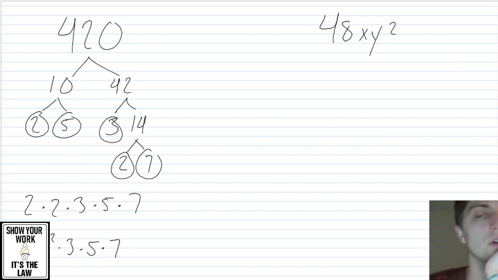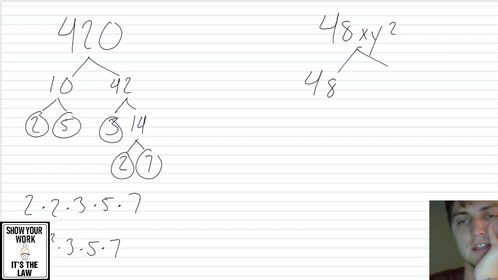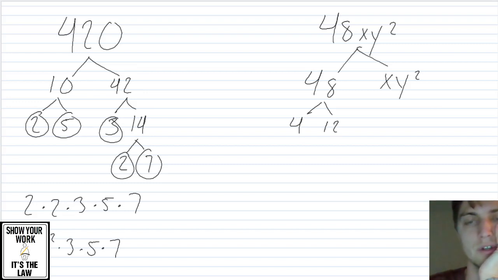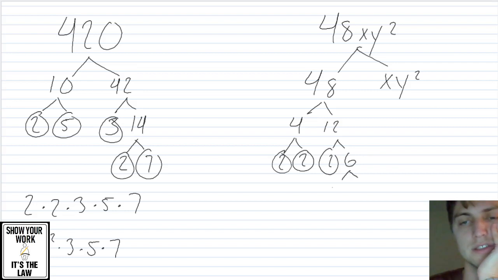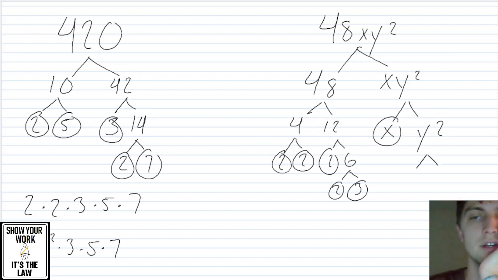Now, if we want to do 48xy squared, we can do the same thing. But the first step we want to take is breaking it into the coefficient and the variables. Okay. We can break up 48 into 4 times 12. There's a little bit of a lag in my board and pin, so that's confusing me a little bit. 4 is broken down into 2 times 2. We can circle that. 12 is the same as 2 times 6, and then 6 is the same as 2 times 3. Okay, and then x and y squared can be broken down into x and y squared. X is as low as it can go, and then y can be broken down into y times y.